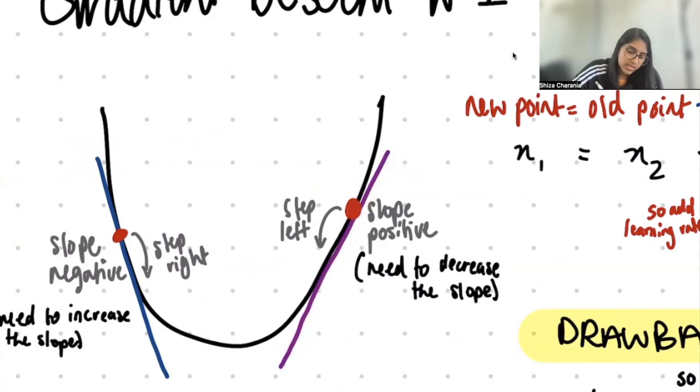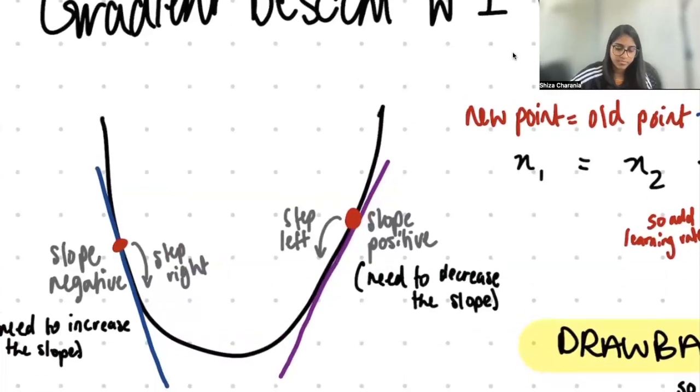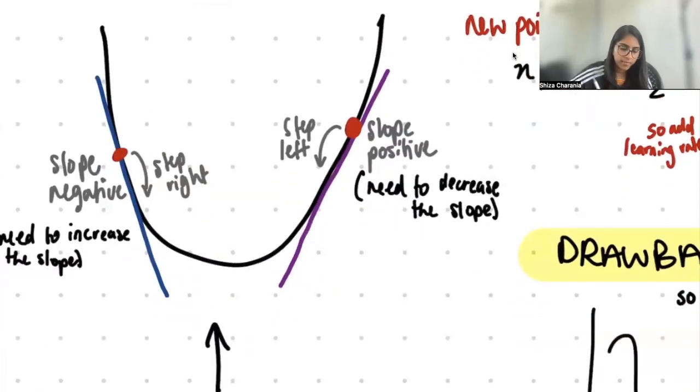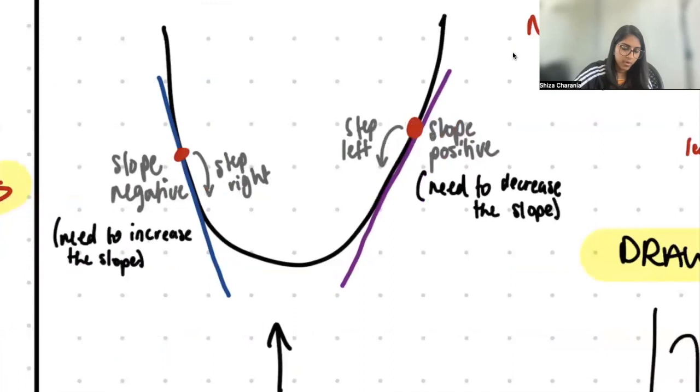In order to step in a leftward manner, you would need to decrease the slope. And then over this point, you would need to increase the slope, because if the slope here is -2, then it needs to be 0. So you need to increase it. And if this was, let's say, 2, then you would need to decrease it.